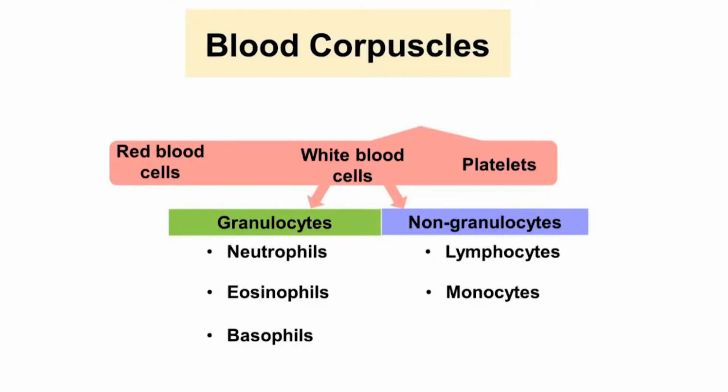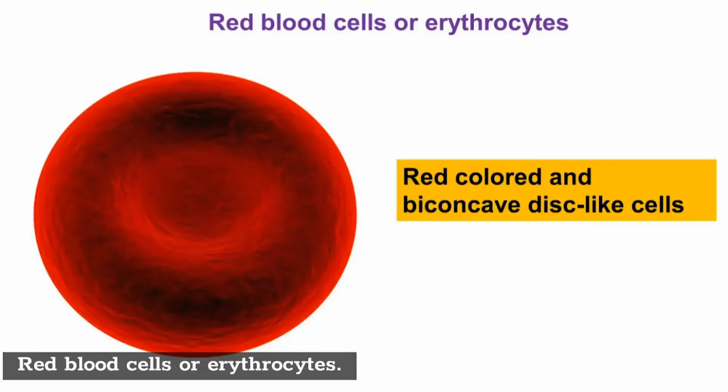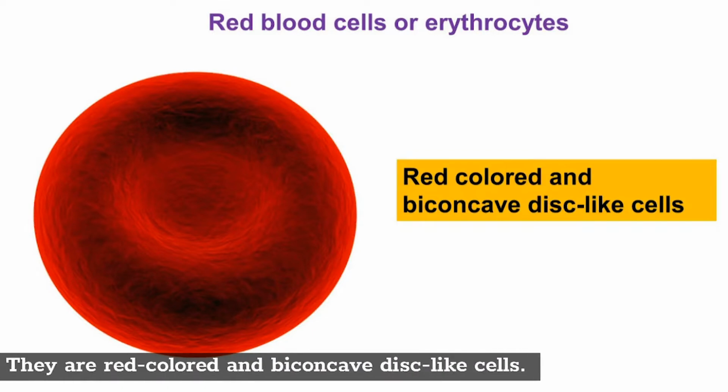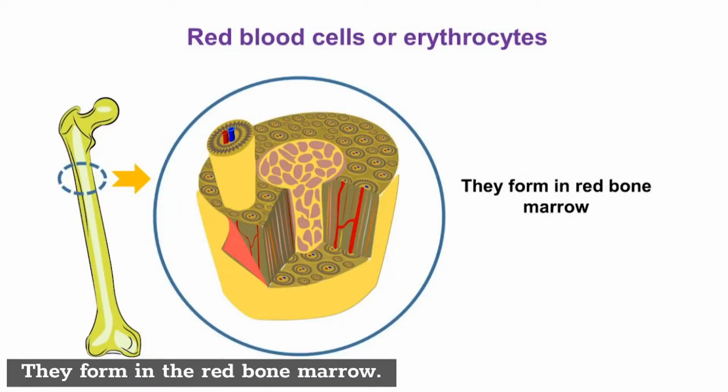Let's learn about blood cells. This is the blood corpuscle categorization that was previously described. Red blood cells are erythrocytes. They are red-colored and biconcave disc-like cells. They form in the red bone marrow.